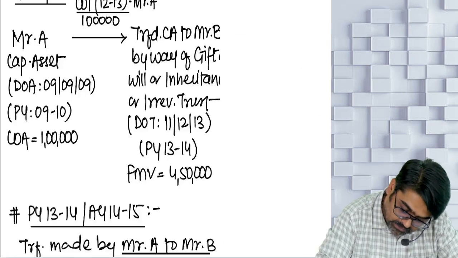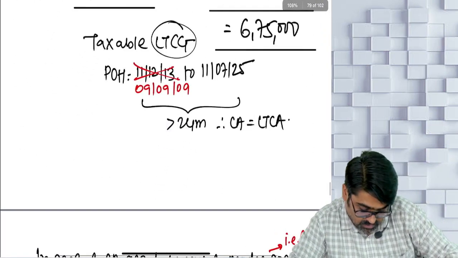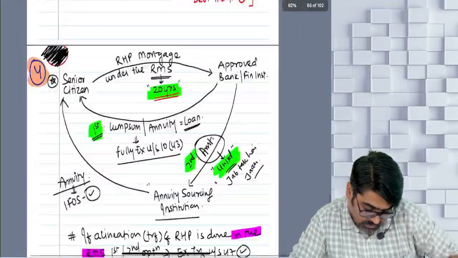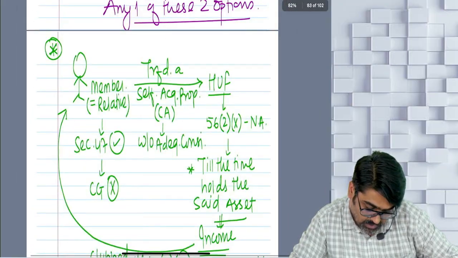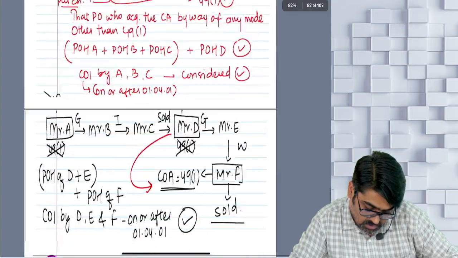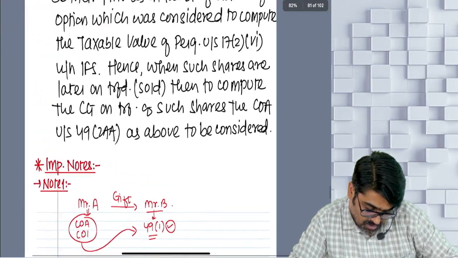Just a second, huh? Just a second. This transaction was there, no? One second. This is sovereign gold bond is done. Okay, self-acquired property. Okay.